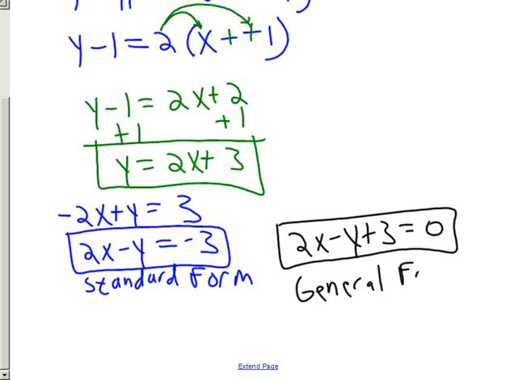Notice, no fractions. Leading coefficient is positive in both cases. The 2 before the x is positive in both cases. Standard and general form both must be the x term, then the y term, then we deal with the constant, either keeping it on the right side or moving it over with the x and the y term. Okay? So there's a little summary on all of that.